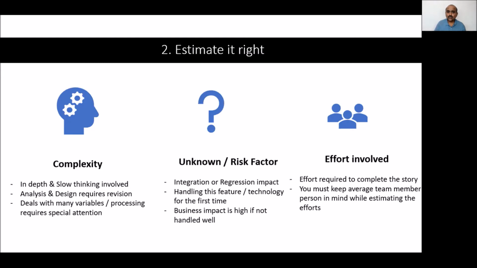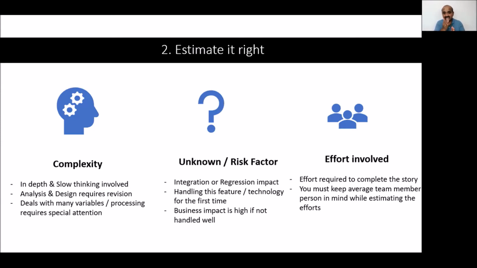The second factor is unknown or risk factor. For example, you work on a specific component and you deliver it, or you do integration testing. It is going to impact other variables, or other functions. Then there is a risk that the system may not work as expected, or there is a regression impact, or you are doing things for the first time, or the technology is new, or the team that is working is completely new. And if things don't go in a proper way, then there is a business impact if it's not handled well. So these are the thumb rules for risk or unknown factor.